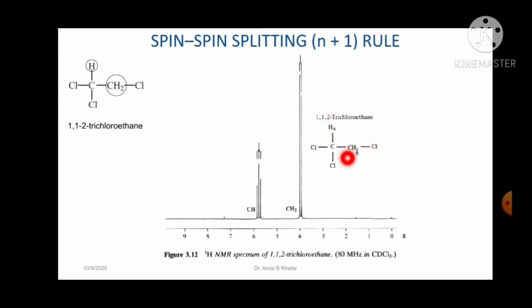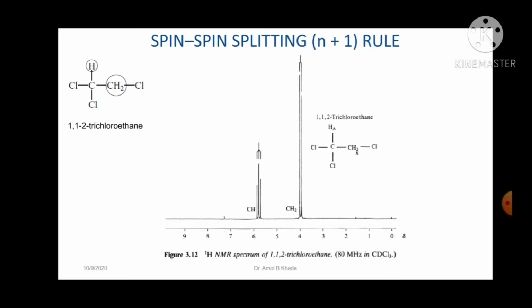Similarly, if I consider this X or CH2 proton, for this CH2 the neighboring carbon is this, and this has 1 proton. So the value of n will be 1. 1 plus 1 it will be 2. That's why we can see here there is a doublet. So 2 lines corresponding to this particular set of protons, so it is appearing as a doublet.